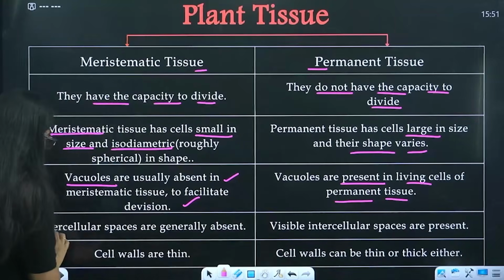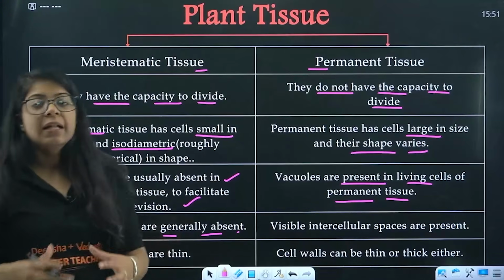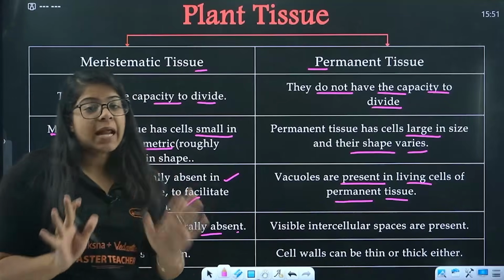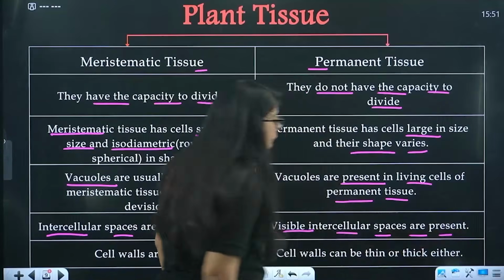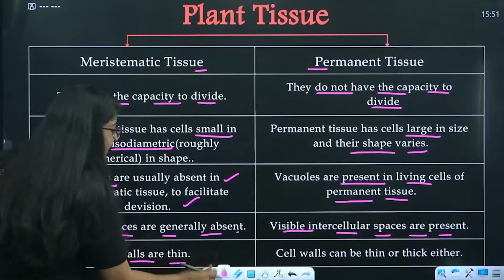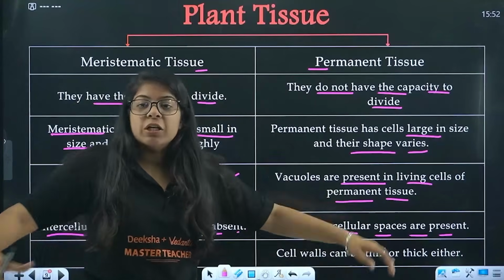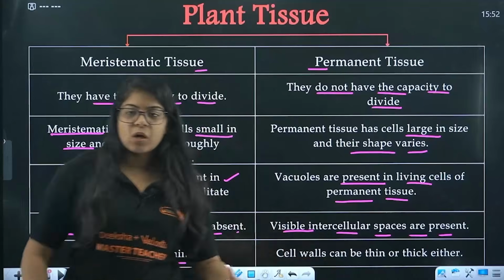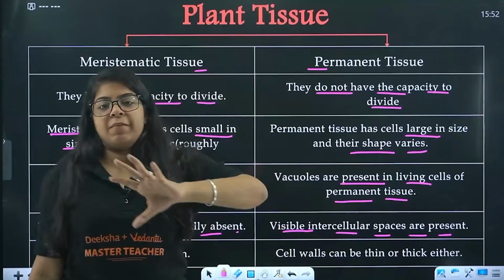Then intercellular spaces are generally absent because they are dividing. They are continuously taking up space, so their intercellular spaces are absent. But here they are not dividing, so visible intercellular spaces are present. The meristematic tissue has to divide, so the cell wall is very thin so that it can break and generate again. But permanent tissue does not divide, so its walls are generally thicker, but they can be thin as well. Now this was the main difference between meristematic and permanent.